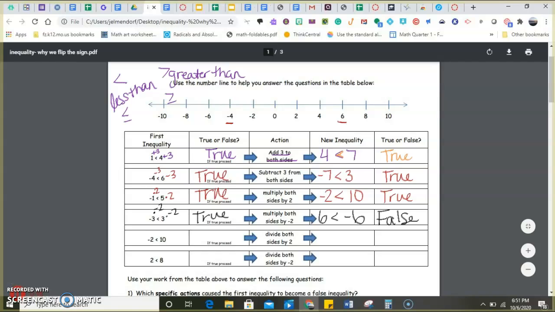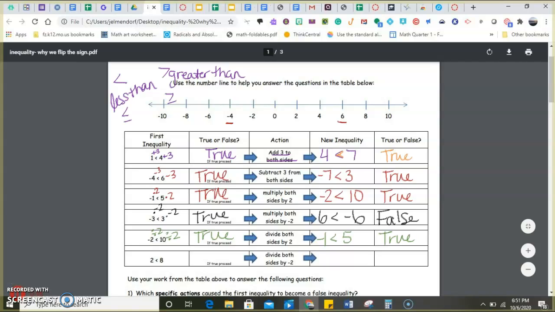Then I'm going to take a look at my other one here. -2 is less than 10. Yes, this is still true. We are keeping that bigger number of 10. Then I'm going to divide each side by 2. So divide by 2 and divide by 2. -2 divided by 2, I get -1 is less than 10 divided by 2, and I get 5. Is that a true statement? Yes, this is still true.